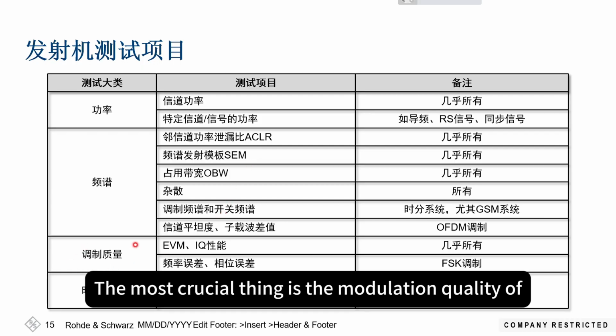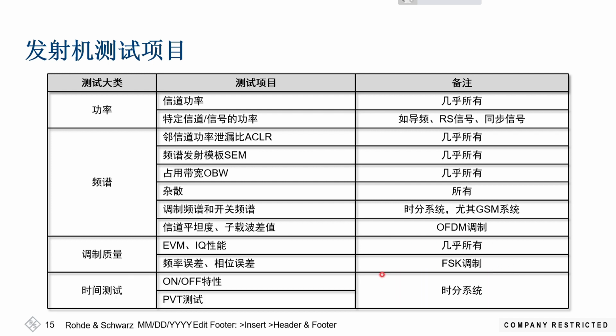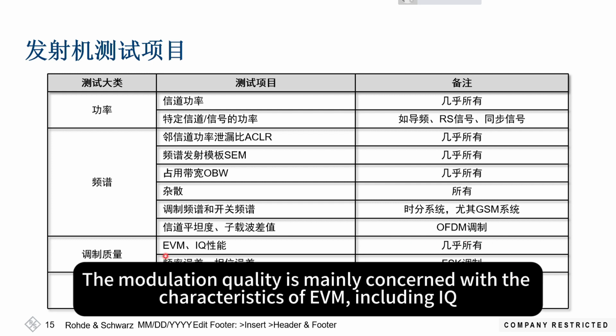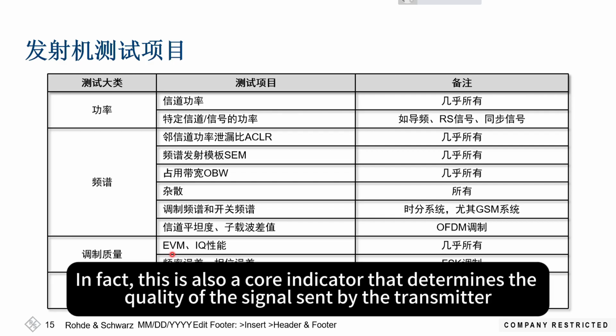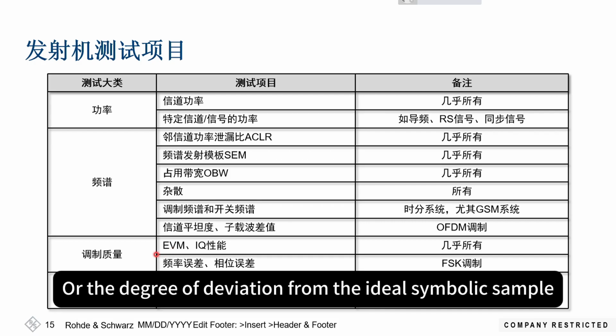The most crucial thing is the modulation quality. The modulation quality is mainly concerned with the characteristics of EVM, including IQ. In fact, this is also a core indicator that determines the quality of the signal sent by the transmitter, or the degree of deviation from the ideal symbol sample.